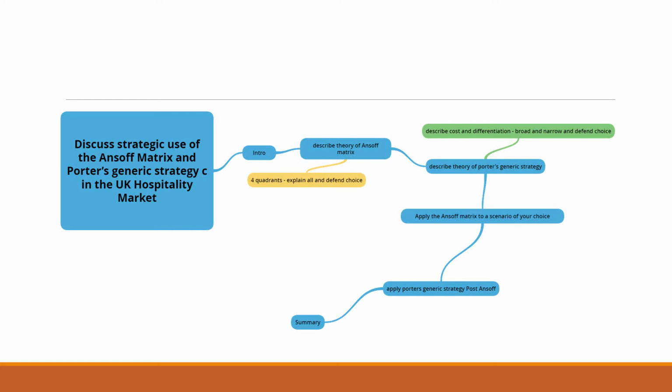The knowledge that you're demonstrating is the same, but you will make up your own scenarios. You will be asked to make those scenarios up in relation to two of the four quadrants in the Ansoff matrix, and then apply both of those to Porter's generic strategy, and you would do that separately.